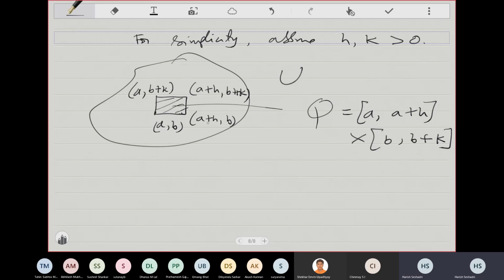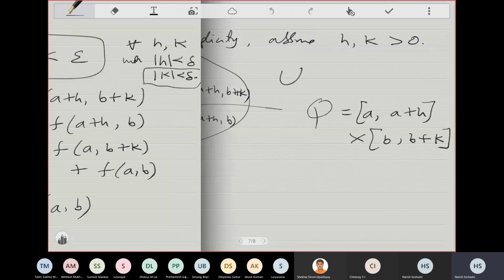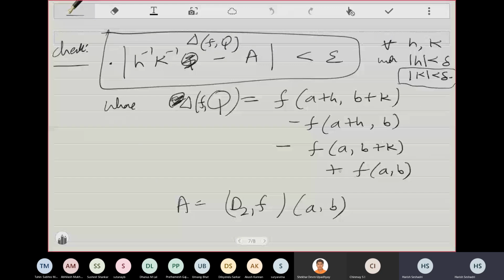So I've assumed that h and k are small enough so that I have a small rectangle. This is my point of interest, (a, b). I've just taken h, k greater than 0. It doesn't matter. If one of them is less than 0, you'll get a different rectangle with one of the vertices as (a, b). So you are evaluating f at the 4 vertices of the rectangle with various signs.